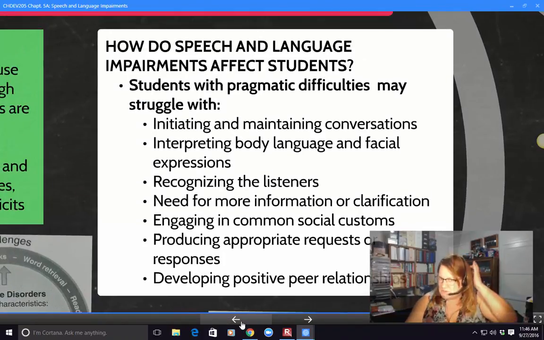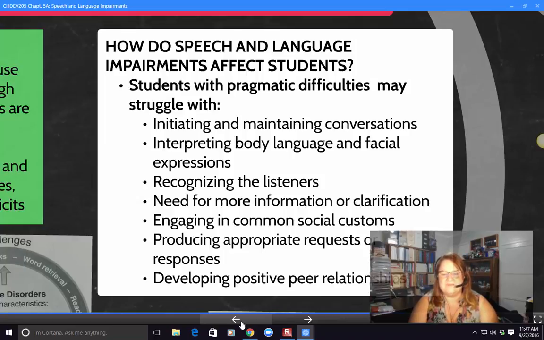Now, students with pragmatic difficulties, sometimes they can initiate a conversation, but they can't hold it. Have you ever had that? Somebody comes up to you and says, "Hi, how was your day?" And you go, "It was okay." And they go, "Oh, did you hear about the Mars landing?" Like, it's just kind of out of nowhere. That would be maintaining a conversation, sticking on topic. So when somebody asks you about your day, the pragmatic language rule is that you would ask them about their day, right? Body language, facial expressions, recognizing who's actually listening, things like that.